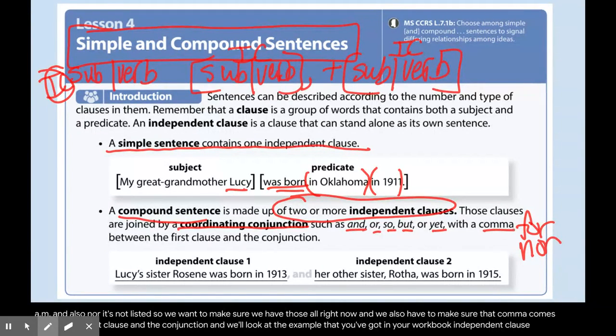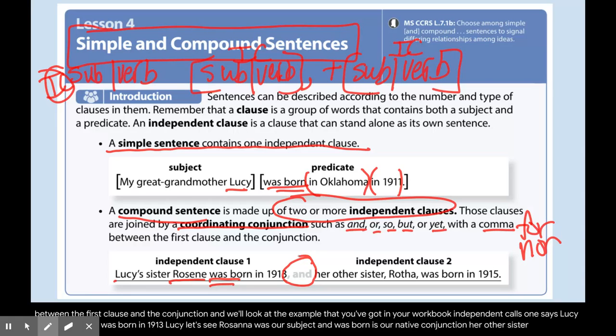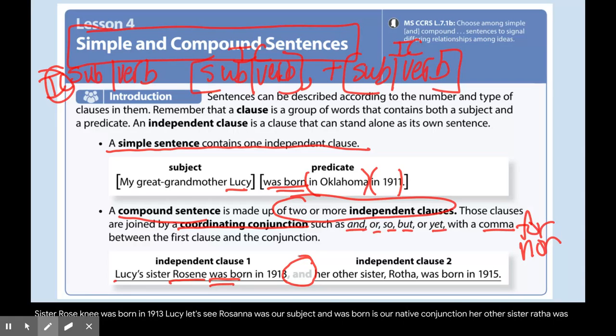Independent clause 1 says Lucy's sister, Rosalie, was born in 1913. Rosalie was our subject and was born is our verb, comma, and a coordinating conjunction. Her other sister, Rutha, was born in 1915. So we've got Rutha was born in 1915. We have two sentences joined together with a comma and the coordinating conjunction and.